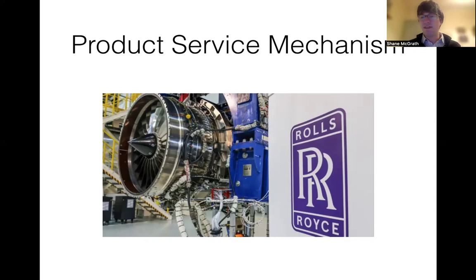But anyway, famously, Rolls-Royce don't make engines anymore. They lease engines. So they keep track of all the data, and this allows for various different mechanisms, essentially. This is necessary as part of the product service mechanism as part of social manufacturing.